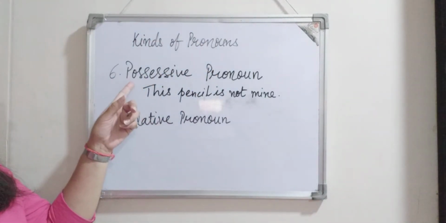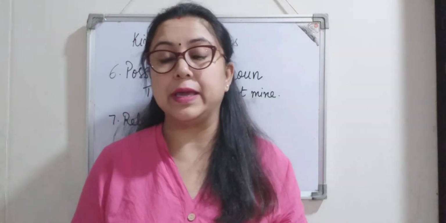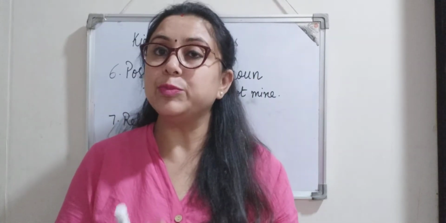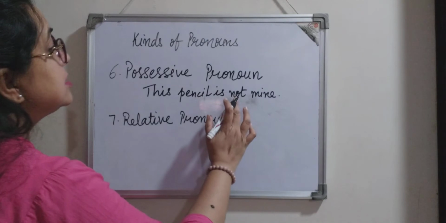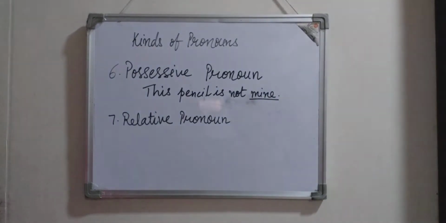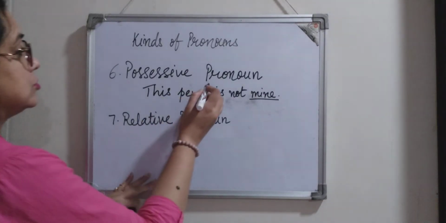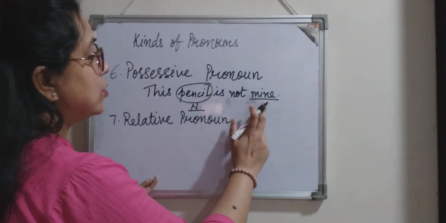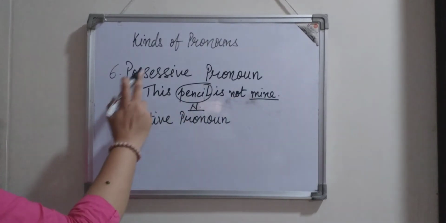So as the name indicates, possessive comes from the word possession, which means belonging. So the pronoun which shows belonging, that is a possessive pronoun. So let's see this example. This pencil is not mine. So here the word mine shows possession, right? So the possessive word has been placed away from the noun. The noun is here, pencil is the noun, and the possessive word is mine over here, which is away from the noun. So since it is away from the noun, it's a possessive pronoun.